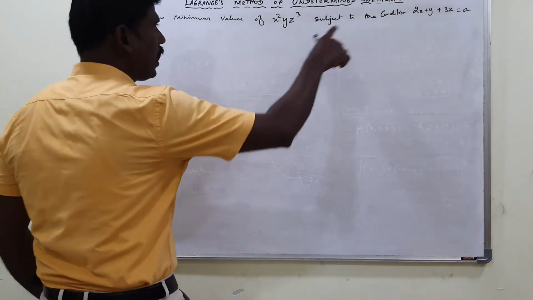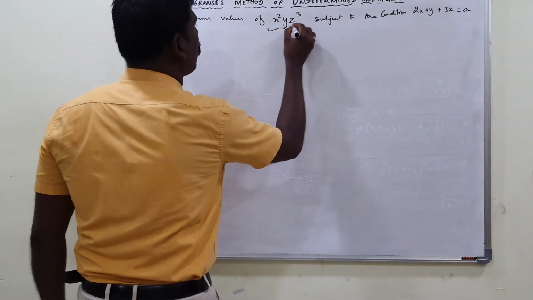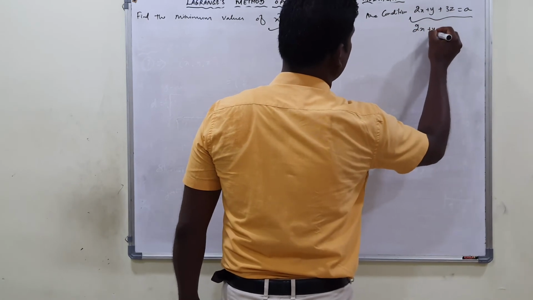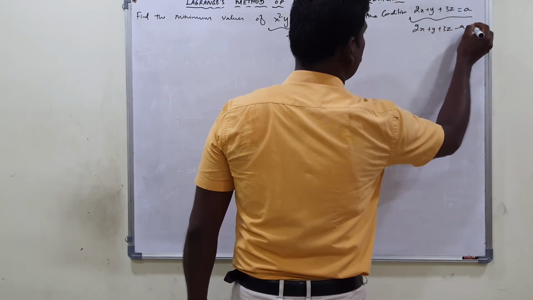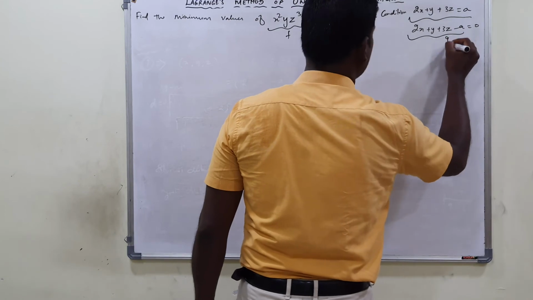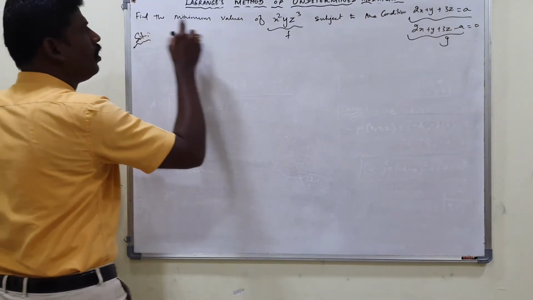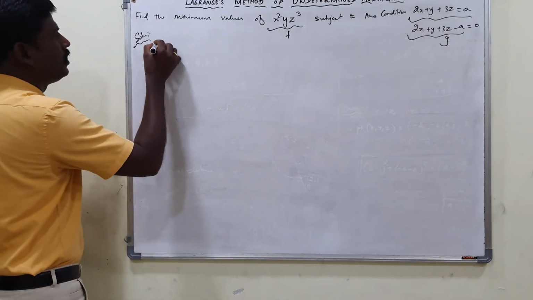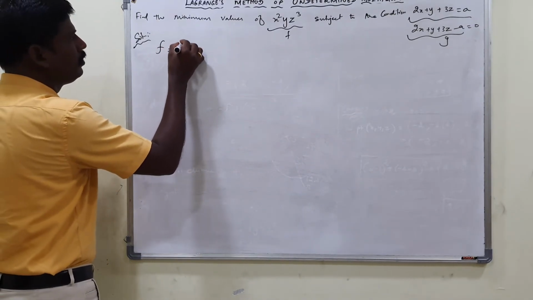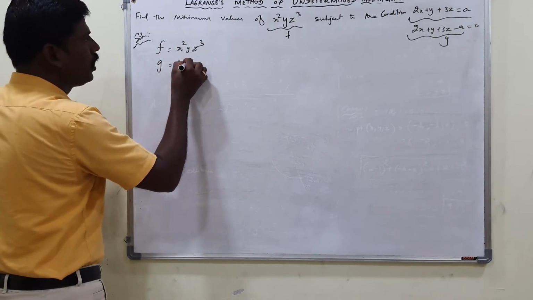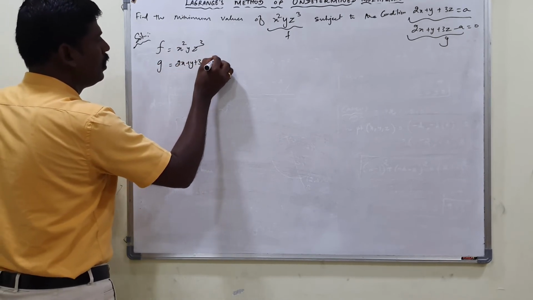Right? So the condition is directly given to you. This is the function f and this is the condition g: 2x plus y plus 3z minus a equal to 0. So take this as g and this as f. We want to find the minimum of this f. So let f be x square y z cube and g be 2x plus y plus 3z minus 9.